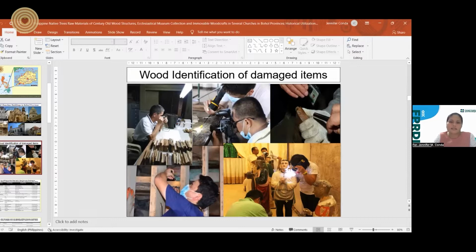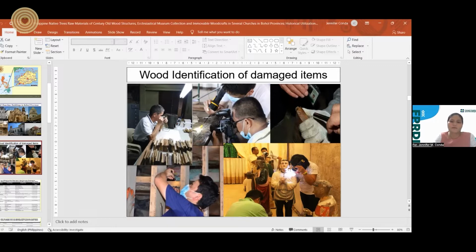So for the wood identification of damaged images, we conducted the initial wood identification in the church itself. With the assistance of the curator, we looked for the cross-sections of the different structures, and we also tried to locate which part of the saint or structure the cross-section came from. And then for the final wood ID, we took macro photographs of the cross-section and brought them for the final identification in the FPRDI facilities.